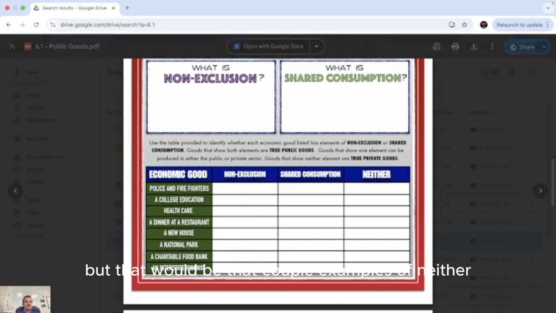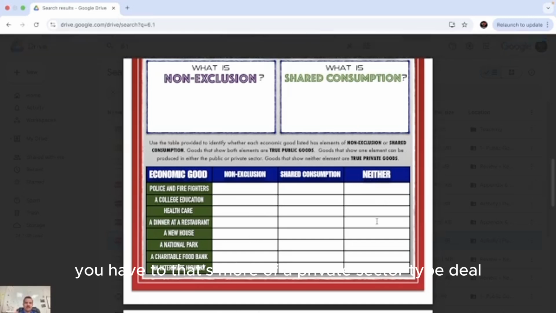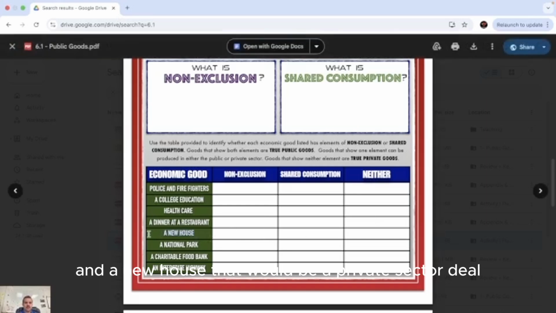A couple examples of neither would be dinner at a restaurant. Okay, again, that's more of a private sector type deal. And a new house, that would be a private sector deal.